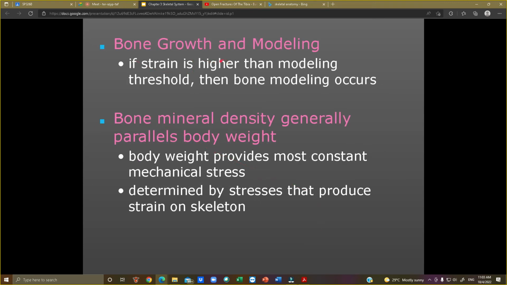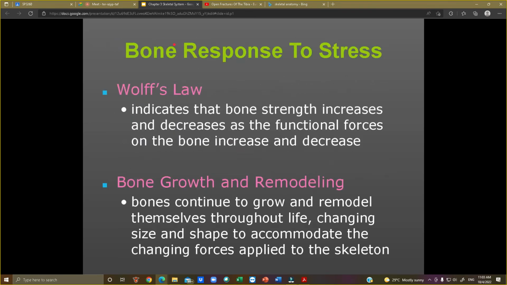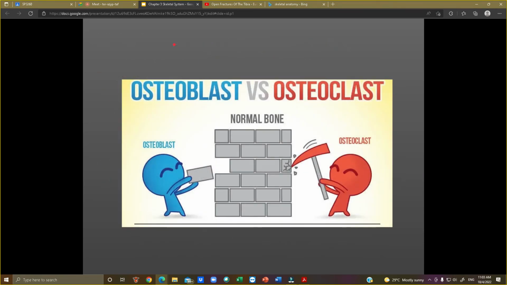If the strain is higher than the modeling threshold, the bone modeling will occur. Okay, bone modeling dia macam ni. Kita tengok ni balik. Kita tengok gambar ni. Okay, this is bone. Ngam-ngam sword. Osteoclast, dia akan pecahkan. Osteoblast, dia akan buat. Meaning you are going to get a new set of bone skin. Makin baru, makin baru, makin baru.